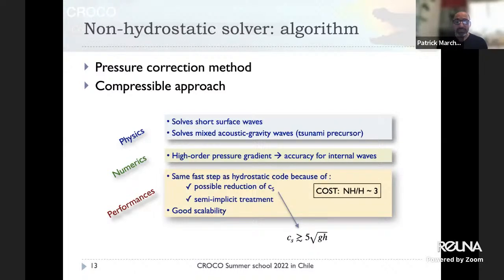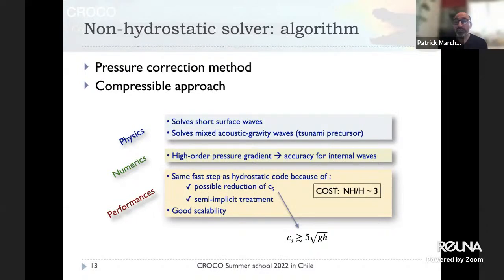Then numerically, it is interesting because we can use a higher order pressure gradient. We are not limited to second order as with the Poisson solver problem. Therefore, the accuracy for internal waves can be improved. And in terms of performance, of course, we think that solving acoustic waves might be detrimental to the performance, but this is not so drastic because of a few steps that have been taken.